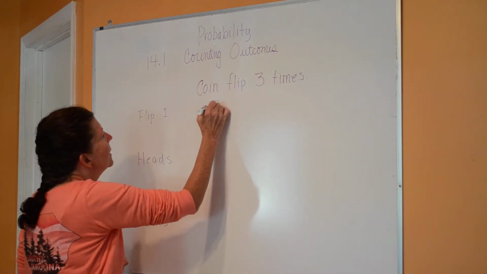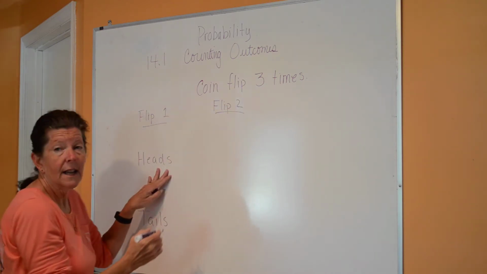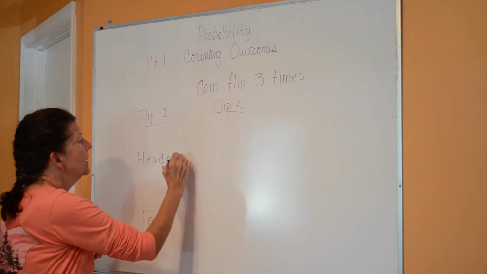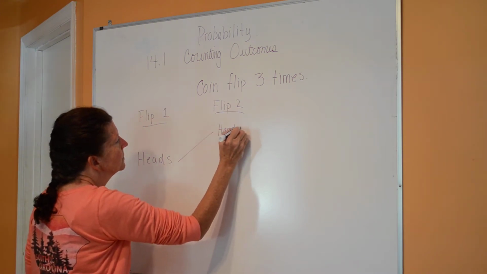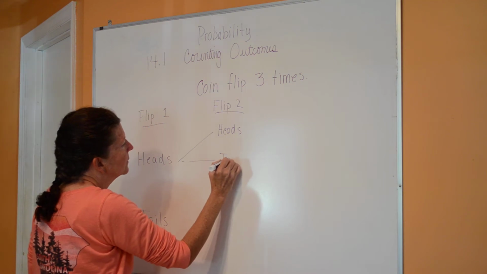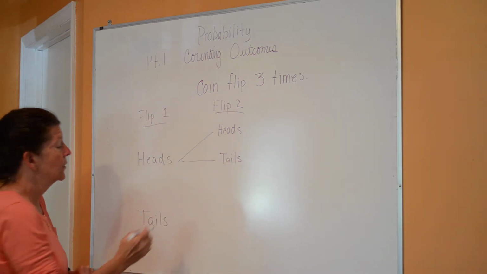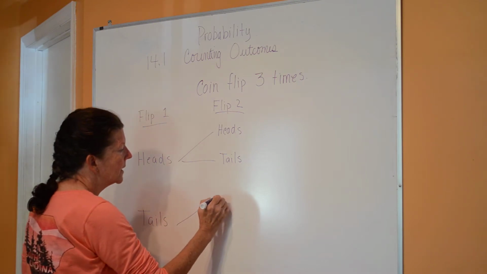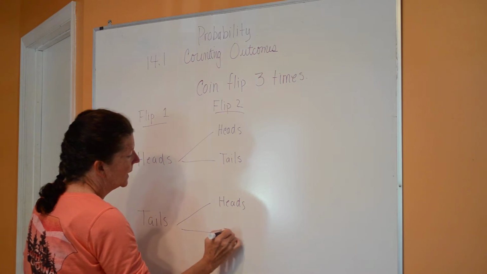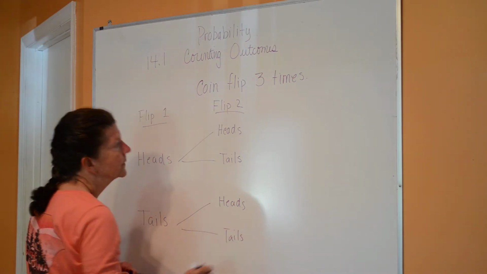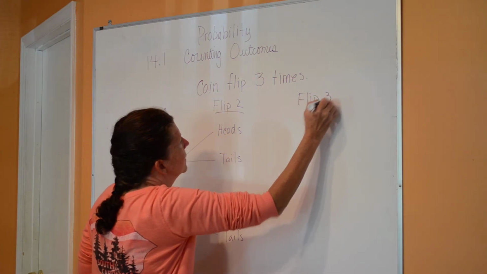Then I'm going to go on to flip number 2. Let's say I got heads the first time I flipped it. Then the second time I flip it, I can either get heads or I can get tails. Let's say I flip tails the first time. Well, then the second time I flip it, I can either get heads or I can get tails.